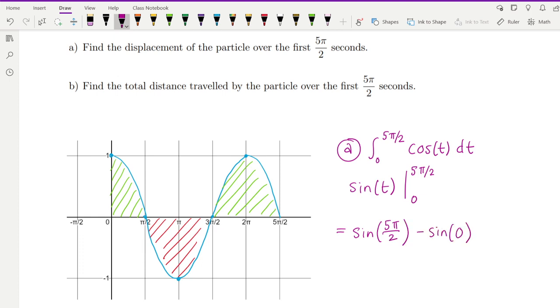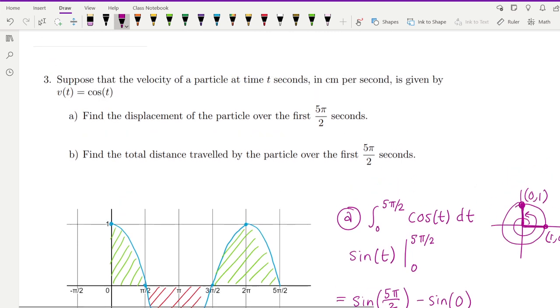And so if you were to go on the unit circle to an angle of 5 pi over 2, that's like going all the way around and then coming back to an angle of pi over 2, so that's here. And then sine of 0 is here. So an angle of 0 has coordinates of 1, 0. An angle of 5 pi over 2 has coordinates of 0, 1. And so that tells us that sine of 5 pi over 2 is 1 and sine of 0 is 0. And so we get 1.